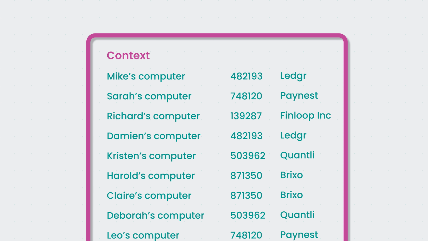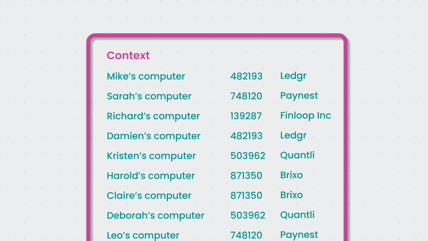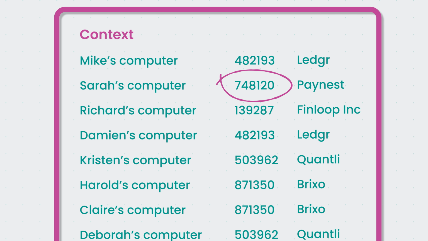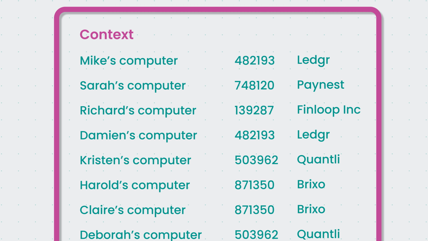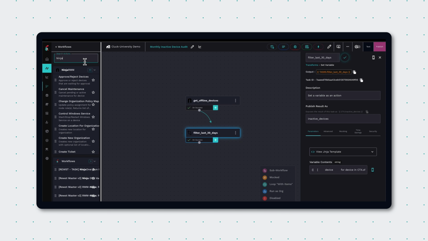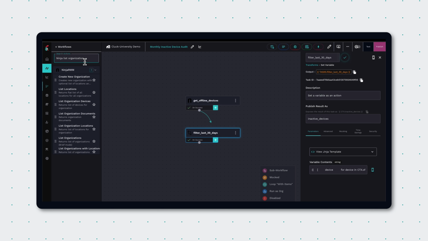So we need to create a connection between the ID of the organization and the name of the organization, so that when we reference the ID, what we actually get back is the name. Here's how we do that in Roost. First, we'll search for the action that gets a list of organizations from Jack's RMM.